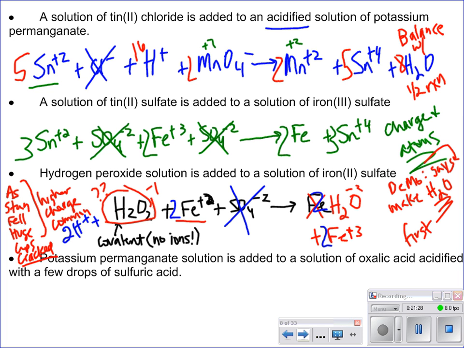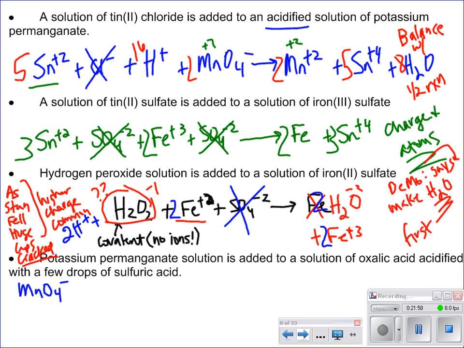All right, next one, you'll get this one easy. This one won't be quite as difficult, even though it looks scary. Potassium permanganate solution. What do I write? Just permanganate ion. Good. Is added to a solution. Here's where knowing what we did with net ionics last unit is important. It's a solution of oxalic acid. What did we do with solutions of weak acids?